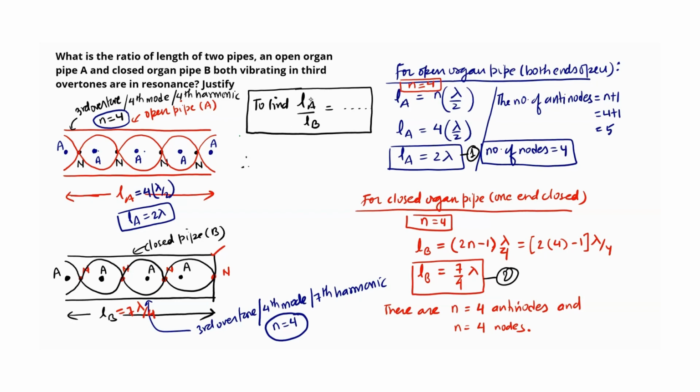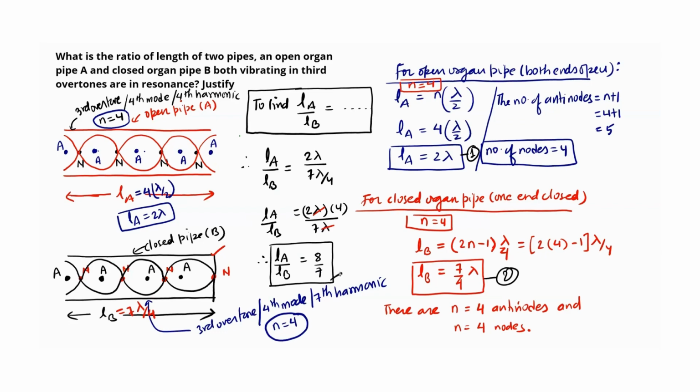Therefore, we are going to find this ratio, LA by LB. This equals 2 lambda divided by 7 lambda by 4, okay? So we have 2 lambda times 4 divided by 7 lambda. So lambda cancels out. Therefore, the ratio of LA to LB equals 8 by 7. So this is the final result, okay?